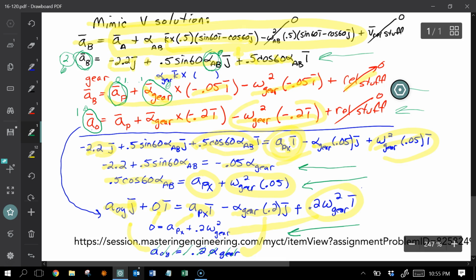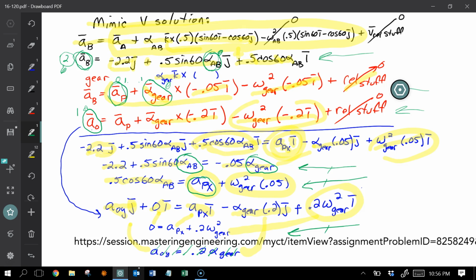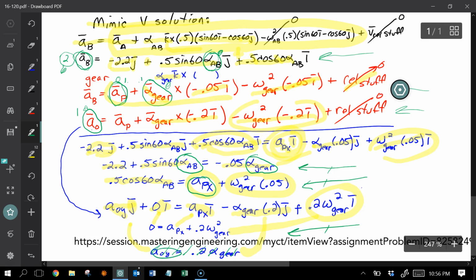So you have the three equations, and the number of unknowns is, in this equation, you have alpha gear, and you have alpha AB. Here you have APX, and here, let's see, and that's it. So you have 1, 2, 3 unknowns, and you have 1, 2, 3 equations. So you can solve for these guys, which I'll leave for you to do. Okay. And then if you really wanted to, you solve for the acceleration of O. And what you'll find is that this is going to be a negative number, meaning that it's going to go down. Okay, that's it.